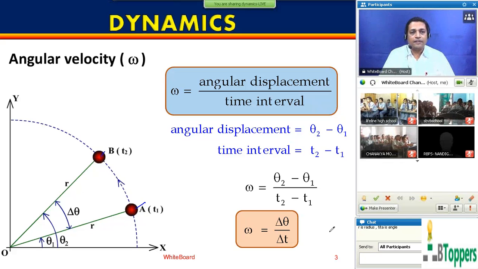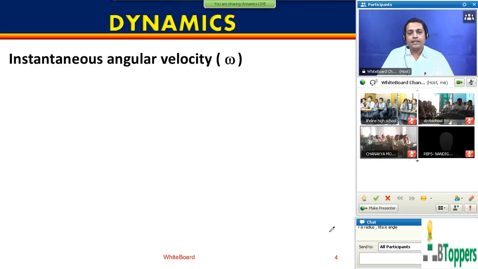Fine. So we have defined angular displacement and then we have proceeded to angular velocity. Then there is something called instantaneous angular velocity. It means angular velocity at a particular instant of time. Now, when is this one required?